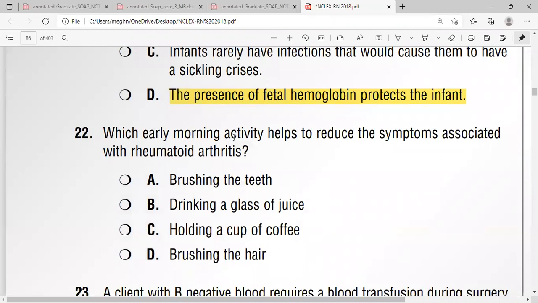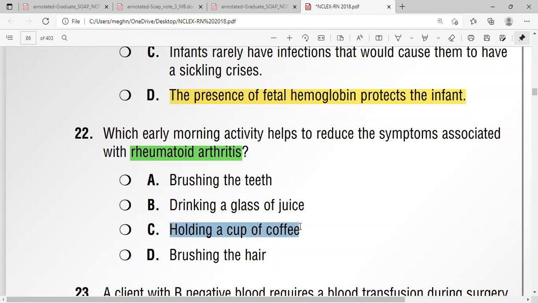Which early morning activity helps to reduce the symptoms associated with rheumatoid arthritis? Number A, brushing the teeth. B, drinking a glass of water. C, holding a cup of coffee. And number D, brushing the hair. So which early morning activity helps to reduce the symptoms? The correct answer is number C.